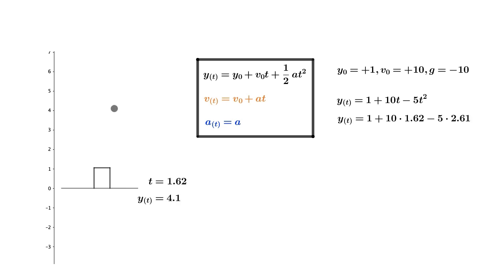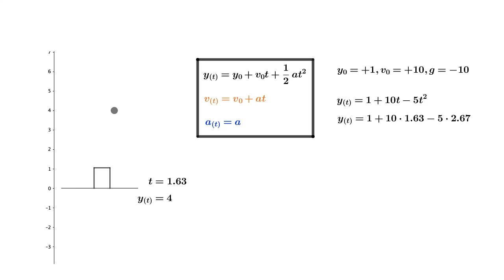The next equation that we should be familiar with is the equation describing the velocity at a given moment in time. We have the velocity at some moment in time equals the initial velocity plus the acceleration times the time. That is the time from the initial moment until the time we're measuring at. For example, we can plug the initial conditions into the velocity equation.